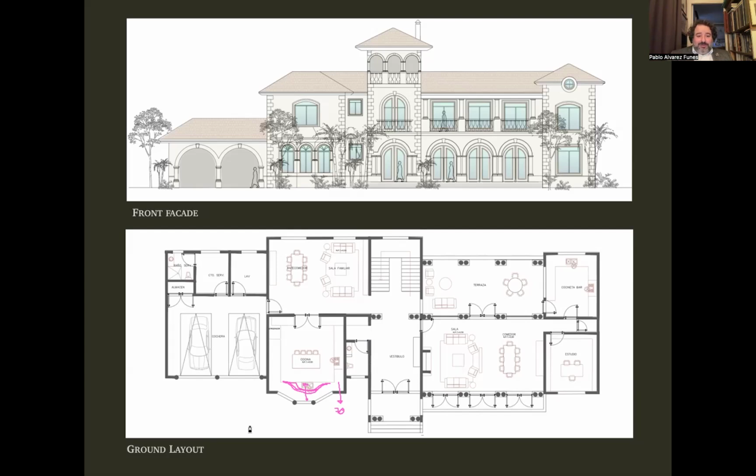I don't know. It's looking promising. This is the laundry. This is the staff room. So yeah, you're having a staff. You need to ensure that there is a way for the staff to move around the house without disturbing the family too much.